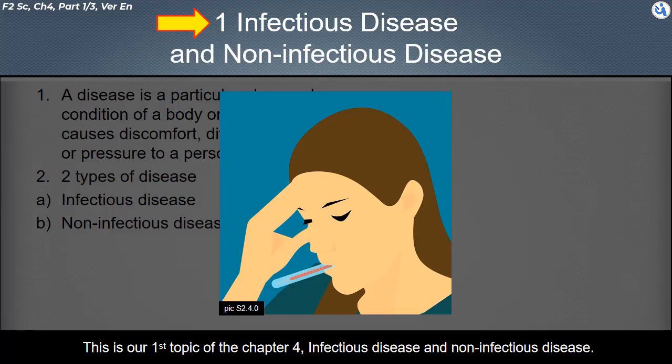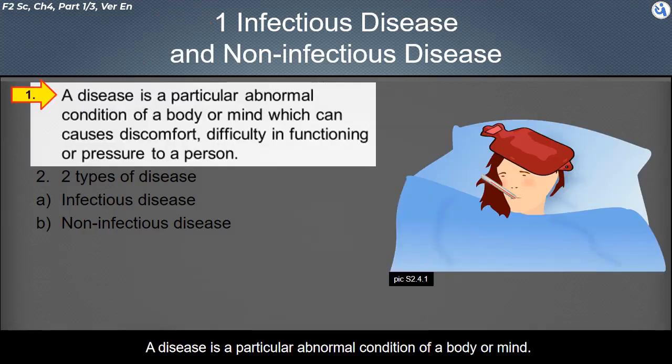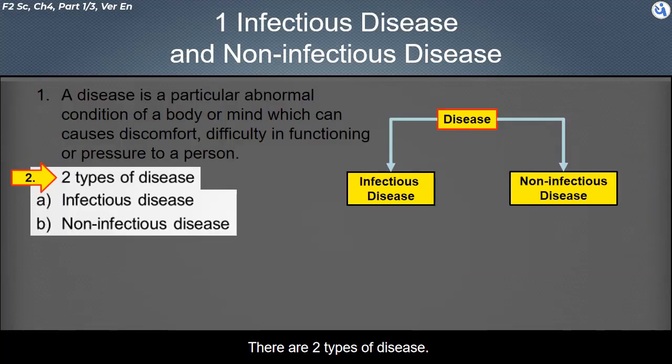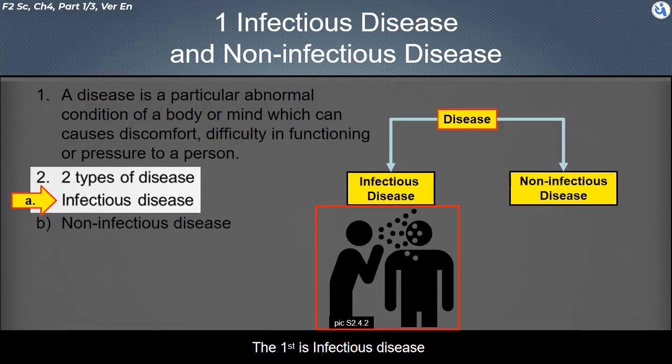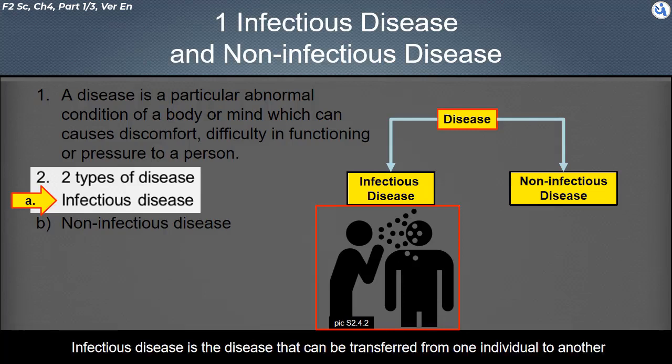This is our first topic of Chapter 4, Infectious Disease and Non-Infectious Disease. A disease is a particular abnormal condition of a body or mind. There are two types of disease. The first is infectious disease. Infectious disease is the disease that can be transferred from one individual to another.